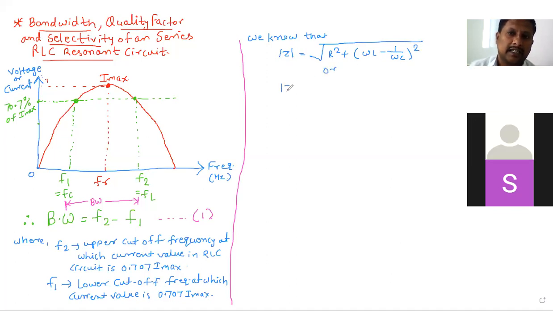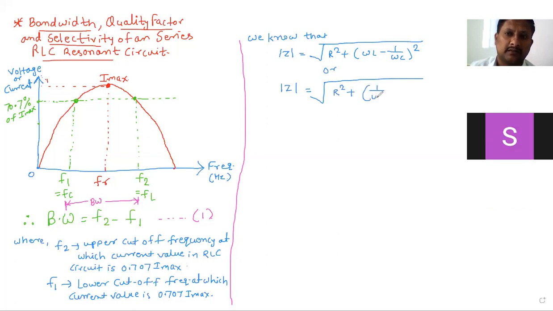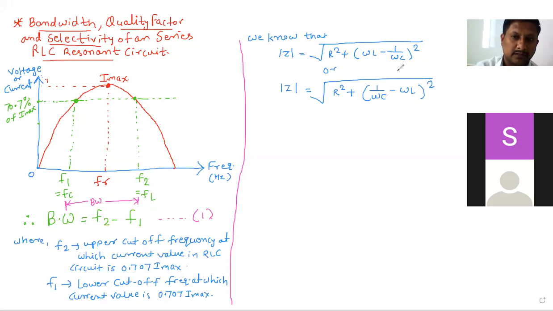Or I can also write the impedance Z is equal to under root R square plus, can I write 1 upon omega C first of all here? 1 upon omega C minus omega L bracket square. Whether both are same or it is different? Both are same or different? Same. It is same because A minus B bracket square is same as B minus A bracket square.